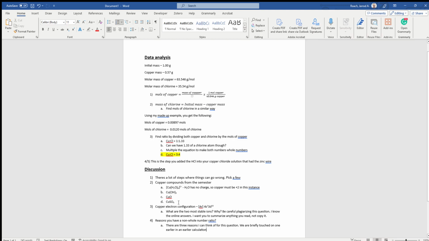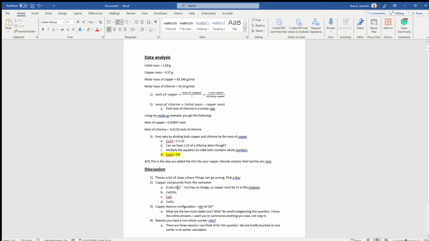So I want you to go through these 4 compounds and identify which charge is the most common one based off the atoms that we have worked with. You would do this by comparing the charge of whatever is bound to copper, and copper must balance it out if the compound doesn't have a charge.